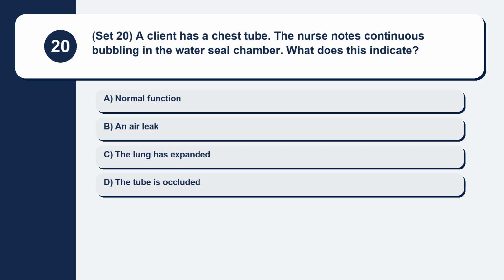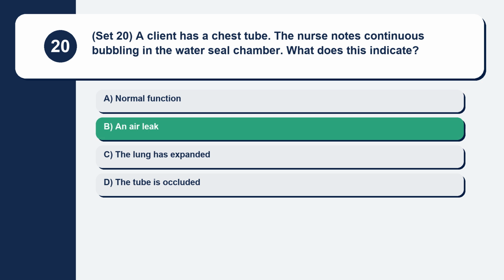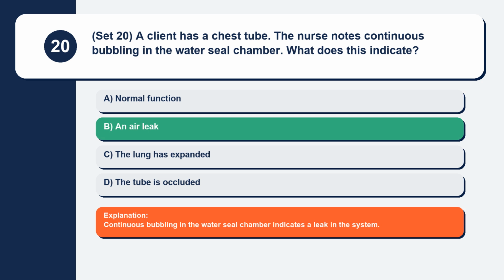Question 20. Set 20. A client has a chest tube. The nurse notes continuous bubbling in the water seal chamber. What does this indicate? Normal function. An air leak. The lung has expanded. The tube is occluded. Continuous bubbling in the water seal chamber indicates a leak in the system.